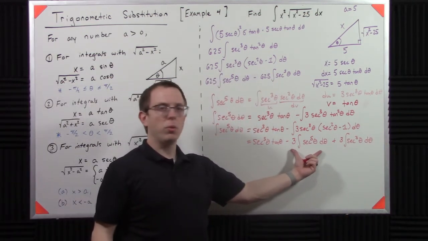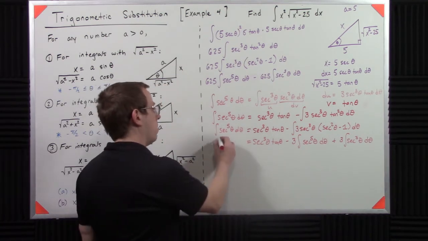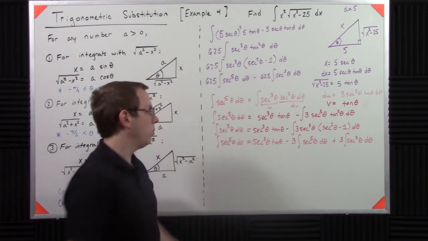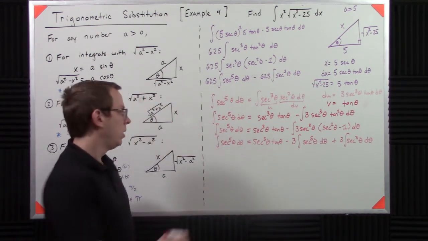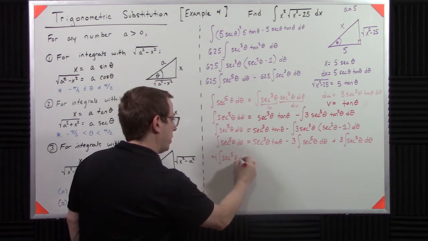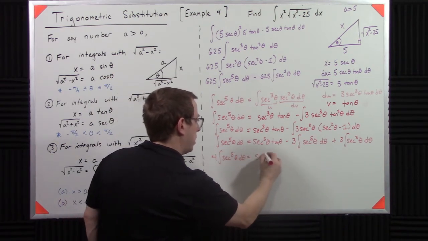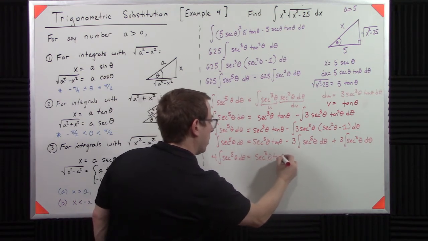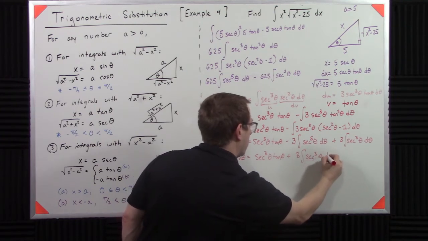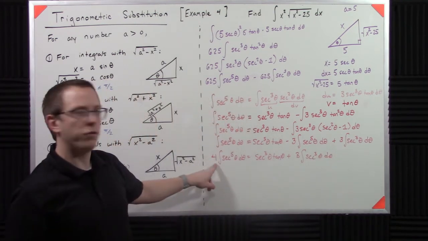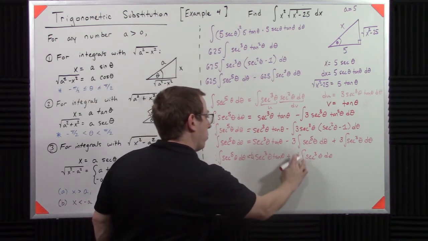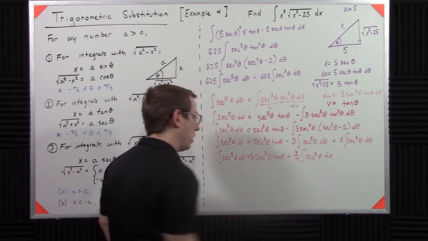So now I have 3 of these over here and 1 of them over here. So what I would do is add this over. So I end up with 4 secant to the 5th theta d theta is secant cubed theta tangent theta plus 3 secant cubed theta d theta. But I don't want 4, I want 1 of them, so I just divide everything by 4. So that becomes 1/4, and 3/4.